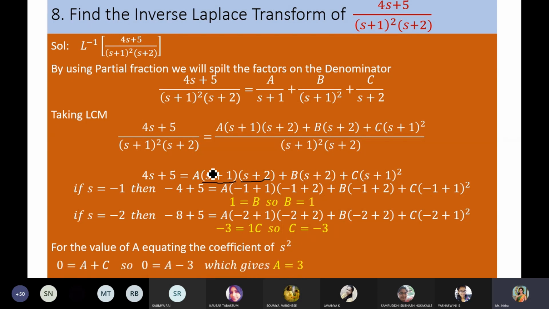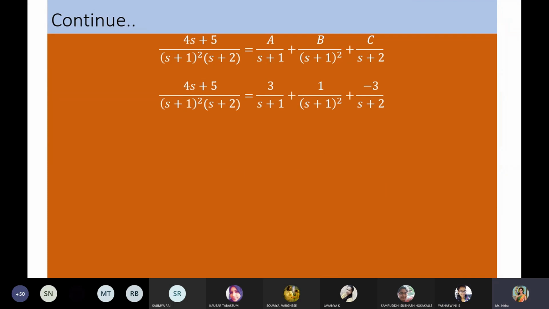So I have compared the coefficient of s square. My left hand side has 0 since there is no s square, and the right hand side has a and c. The c value we already got as minus 3. So 0 equals a minus 3, hence my a value is 3. Did all of you understand this? Any doubt, anyone? No. Okay. Since we got the values of a, b and c, just substitute them and we will get the answer.